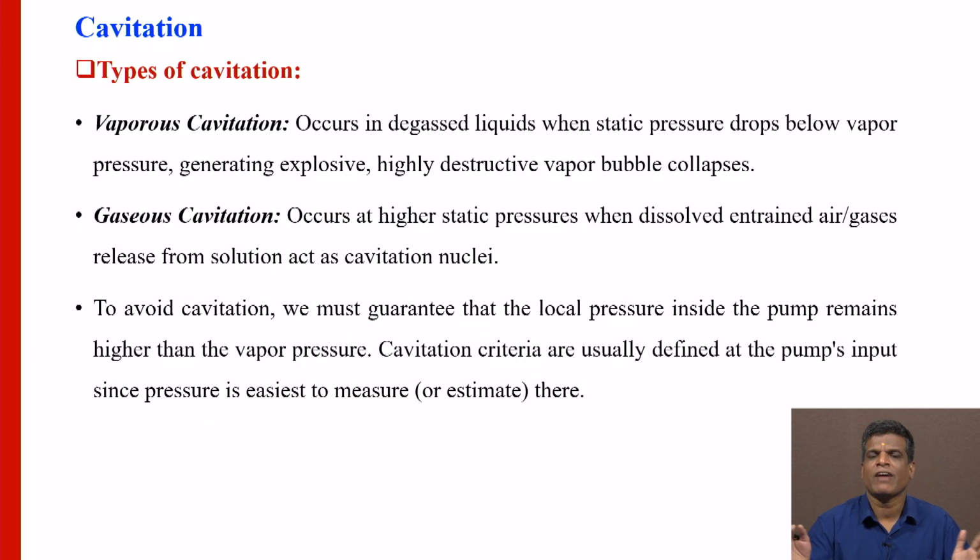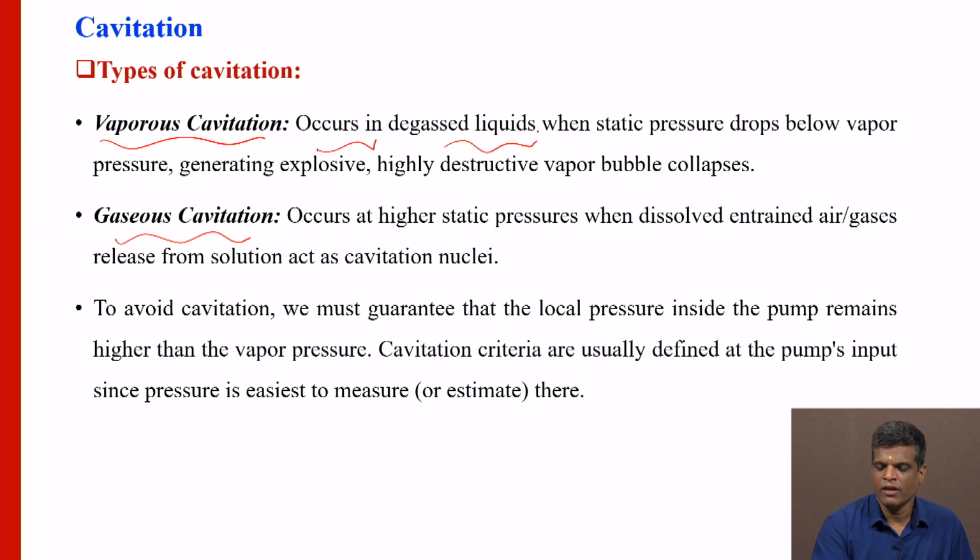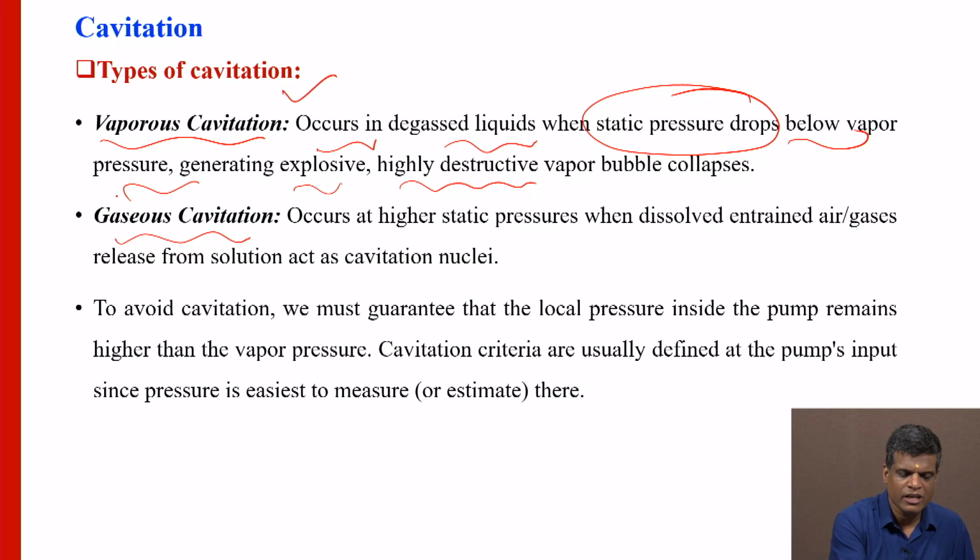Then what are the types of cavitation? There is vaporous cavitation, and the other one is gaseous cavitation. Vaporous cavitation occurs in degassed liquids when the static pressure drops below the vapor pressure, generating explosive, highly destructive vapor bubbles that collapse. That is called vaporous cavitation. The other one is gaseous cavitation. These are the two types of cavitation.